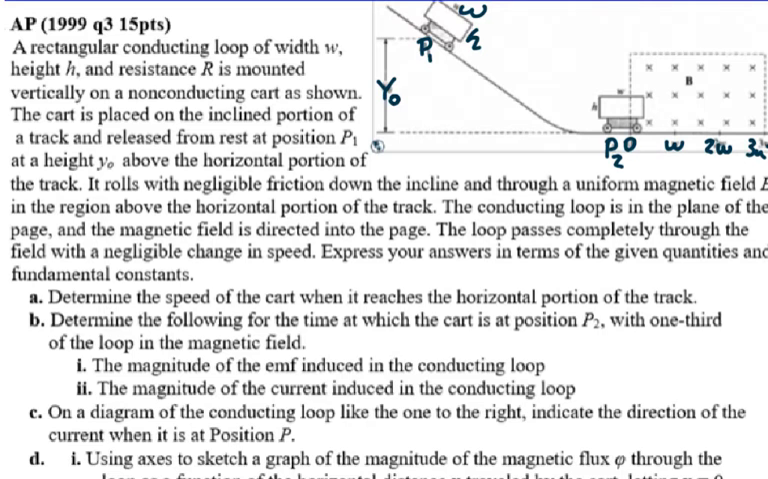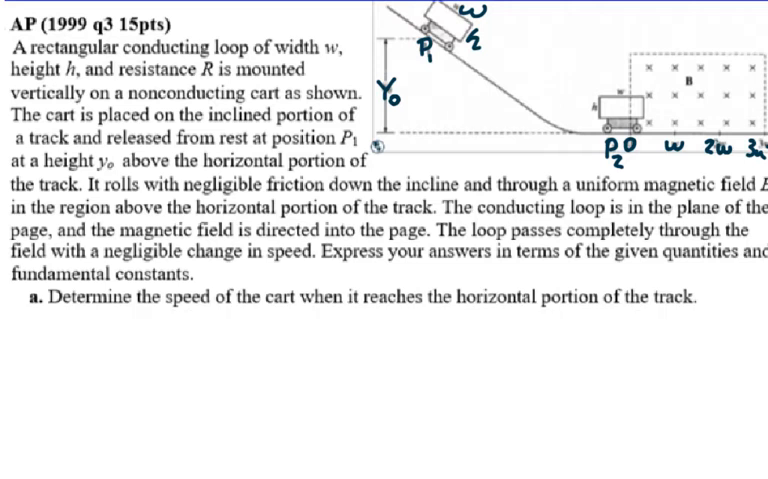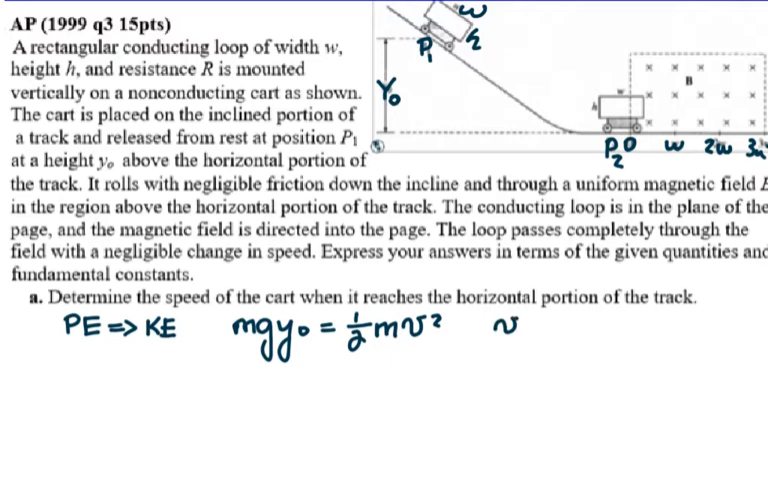The first part, they say determine the speed of the cart when it reaches the horizontal portion of the truck. For this part, I can use AP Physics 1 knowledge, where I have the potential energy going into the kinetic energy. So I have mg y sub 0 is equal to 1/2 m, and then the velocity at the bottom squared. So the velocity at the bottom is equal to the square root of 2g y sub 0.